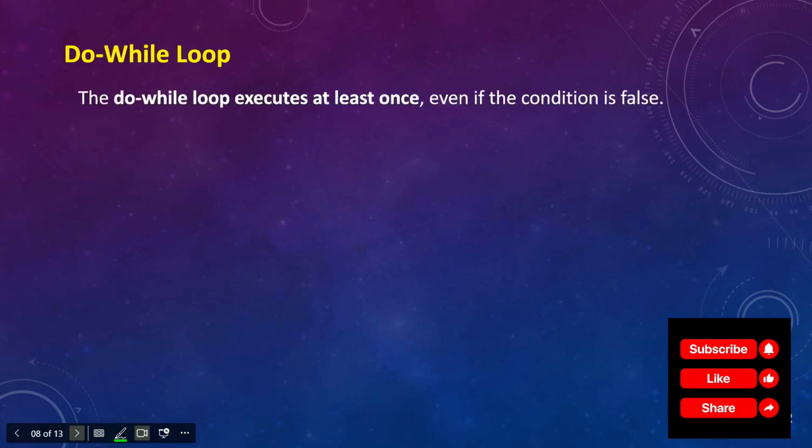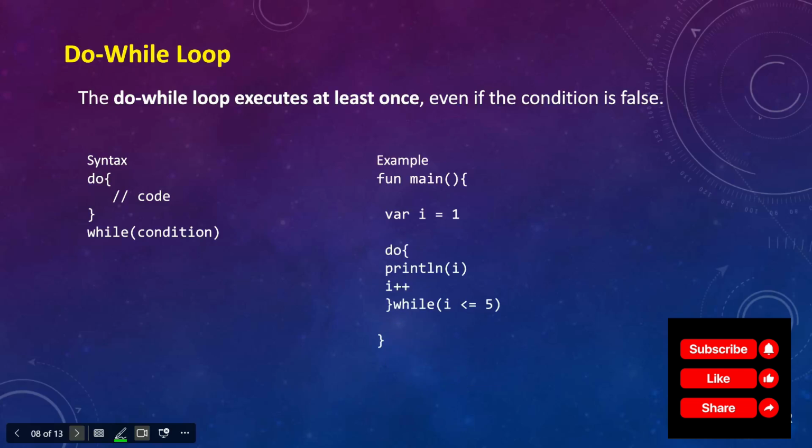Next is the do while loop. This is the do while loop. A do while loop executes at least once, even if the condition is false. The syntax is here: do, curly braces, whatever code you want to write here, and while condition.